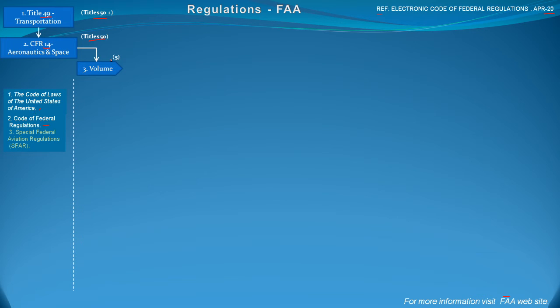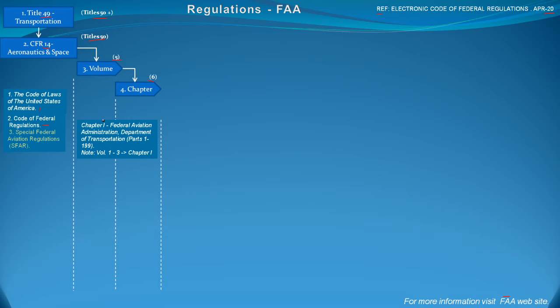Next, we have volumes, total 5. Next, we have 6 chapters. Just bringing an example here: Chapter 1 is about the Federal Aviation Administration, Department of Transportation. Under chapter 1, we have parts from 1 to 199. We're going to discuss parts a little bit later. And under volumes 1, 2, 3, we have chapter 1, just for information.